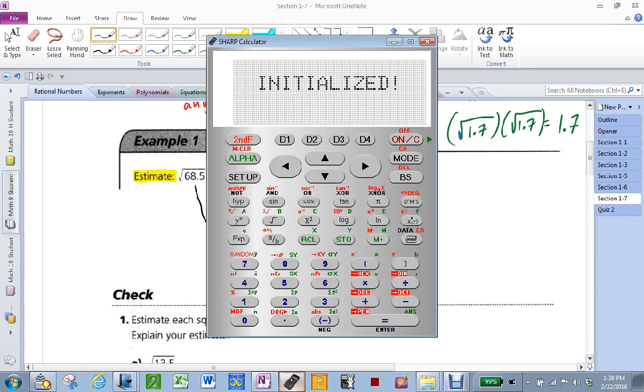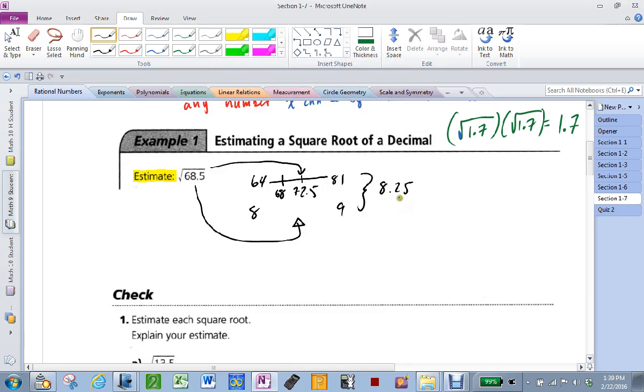Now let's check. Now we can go to our calculators. Square root of 68.5 equals 8.28. Is that a pretty darn good estimate? Yes. Does everyone see how it is done? Yes. Everyone cool? All right.